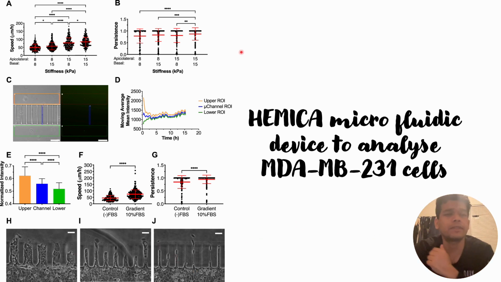So overall this figure provides the information about how this chemotactic gradient effect can be observed in this HEMICA microfluidic device, and the effect of channel width. In other terms, we can measure either single cell movement or 3D cells or high throughput cell migration in this HEMICA microfluidic device by varying the width of this HEMICA microfluidic device.